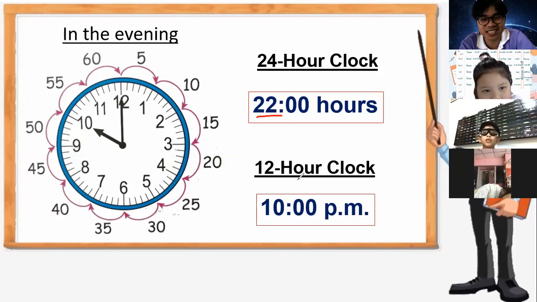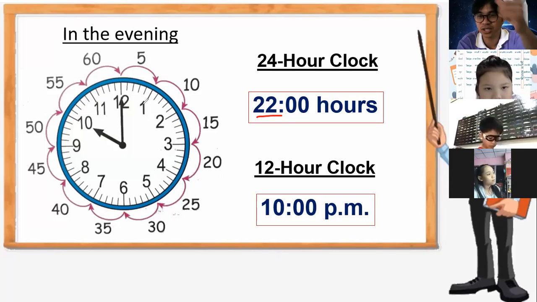And if you write this in the 12-hour clock, you count from 1, 2, 3, 4, 5, 6, 7, 8, 9, 10, 11, 12 noon, and then go back to 1 again, 2, 3, 4 until 12. If 24-hour, just continue 1 until 24. That's why we have here 2200 hours.